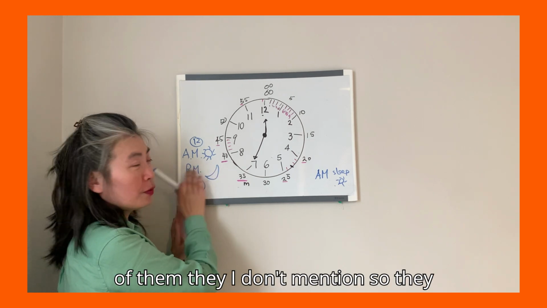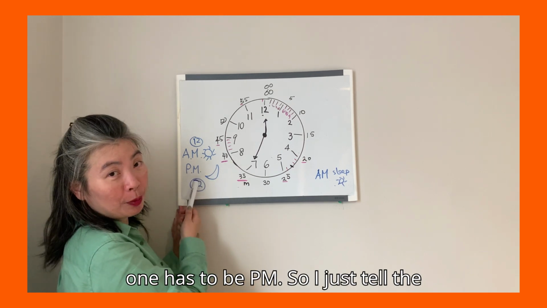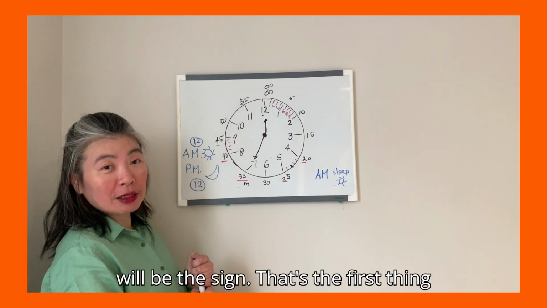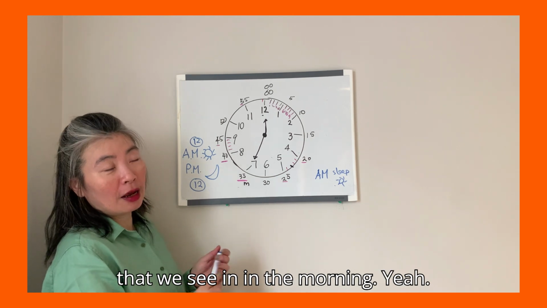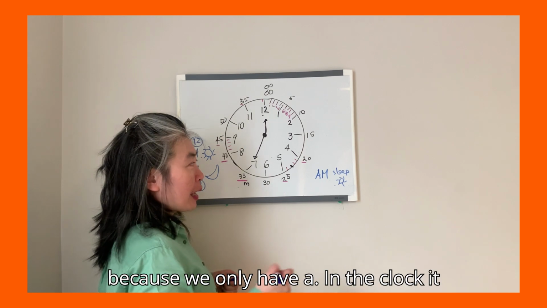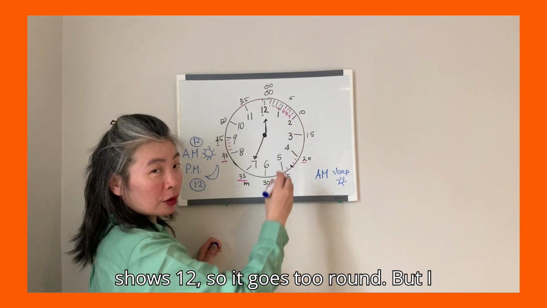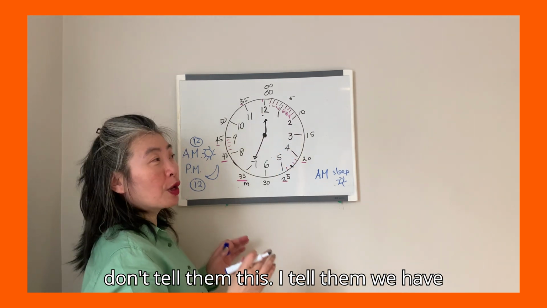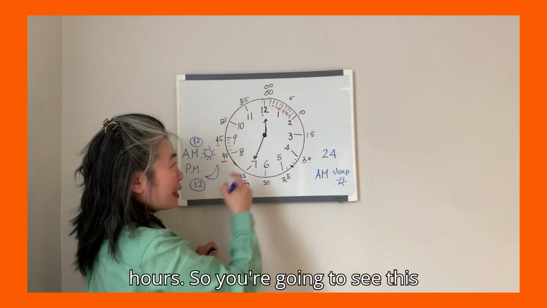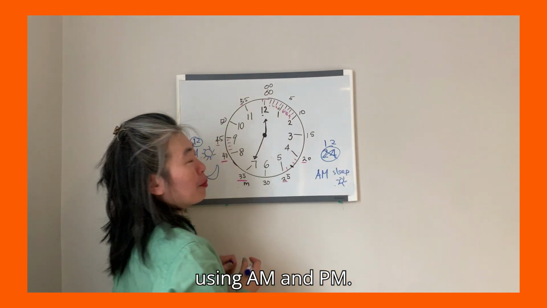And the rest of them, I don't mention. After a while, they will know the other one has to be PM. So I just tell the children, A is the first alphabet, it will be the sun, the first thing that we see in the morning. Now I also tell children that the clock only shows 12, so it goes two rounds. But I don't tell them this. I tell them we have 24 hours, so you're going to see only 12 here. That's why we are using AM and PM.